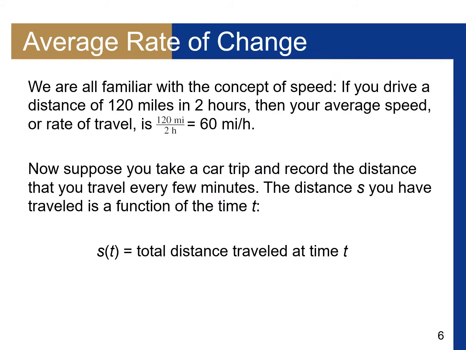So we're all familiar with the concept of speed. If you drive a distance of 120 miles in 2 hours, then your average speed is 120 miles divided by 2, which is 60 miles an hour. Now suppose you take a car trip and you record the distance that you traveled every few minutes. The distance that you've traveled is a function of the time. So S of t is the total distance traveled at time t.